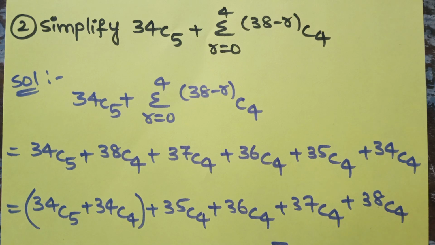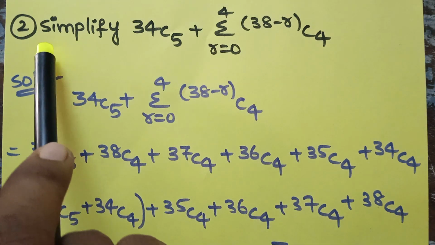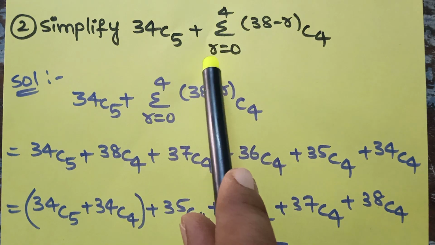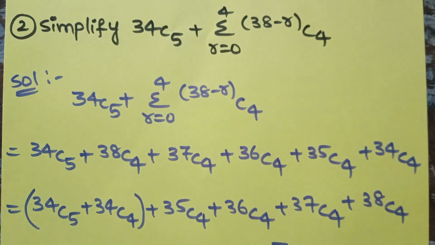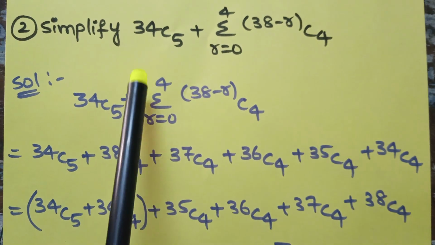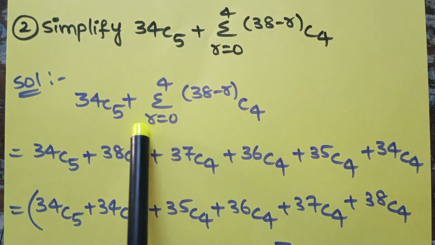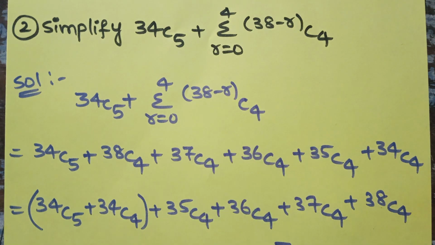Children, discussing the second problem, permutations and combinations. Question: simplify 34C5 plus sigma r equals 0 to 4, (38 minus r) C4. So take the question: 34C5 plus summation r equals 0 to 4, (38 minus r) C4.